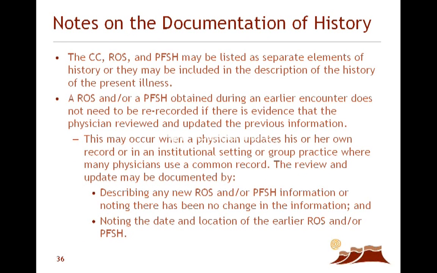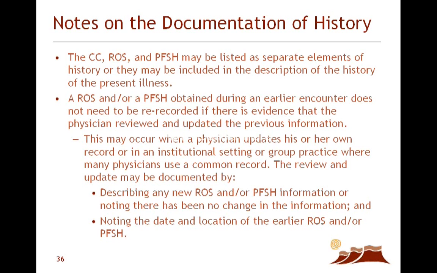Okay, now the chief complaint, review of systems, and past history may be listed as separate elements of the history, or they may be included in the description of the history of the present illness. My advice would be to get in the habit of listing them separately. And I think it just helps us as providers to parse it out like that. It helps minimize the confusion about whether an auditor would see these as part of these components or not. You can, if you have a very good history, incorporate all this, but I would encourage you to label them separately and address them separately.